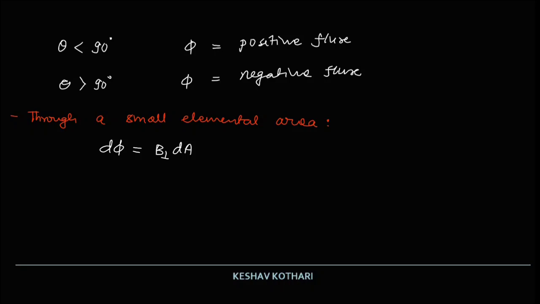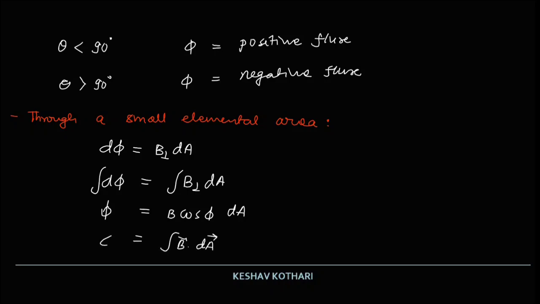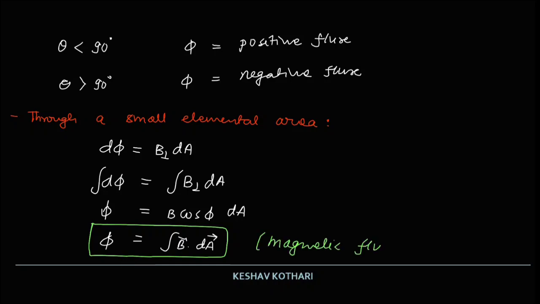The total magnetic flux through the area is the sum of the contributions from the individual area elements, and if we integrate this expression, the integral of B perpendicular into dA will turn out to be phi equal to the integral of B cos theta into dA, which we can write as the integral of B dot dA. So this gives us the value of magnetic flux through a surface.